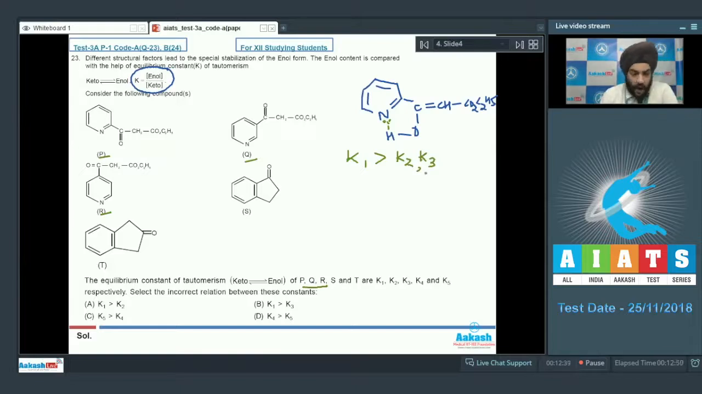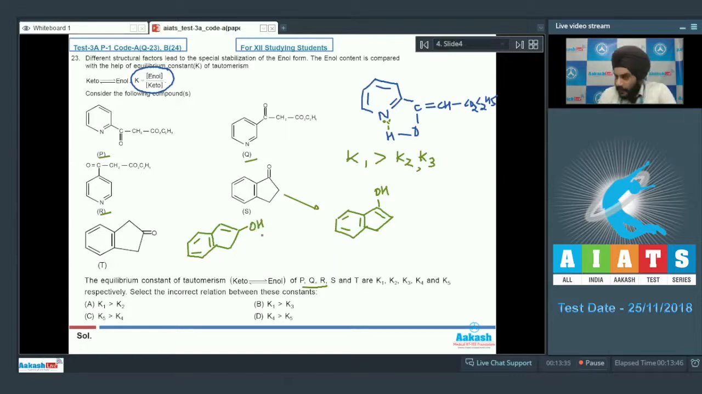If we look at option S and option T, if we draw the tautomer of molecule T, we have this structure. And if we look at the tautomer of molecule S, we have this structure. If we compare these two structures, we can see that the enol form of T is more stable as there is an extended conjugation. So we'll have K5 greater than K4.